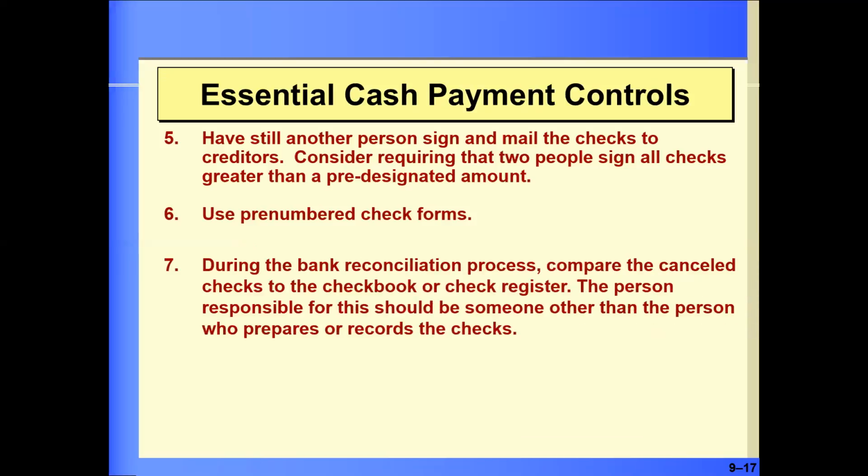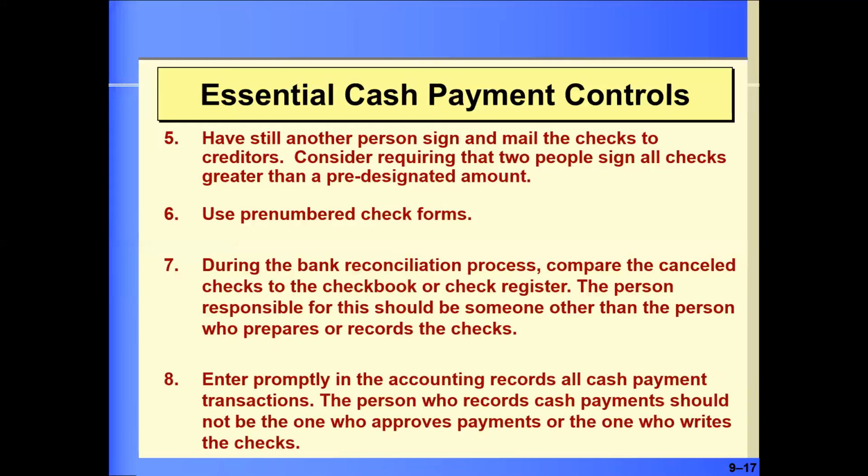During the bank reconciliation process, you compare the canceled checks to the checkbook or check register. And the person responsible for this should be someone other than the person who prepares or records the checks. That makes sense, because that should be a different person than the person who wrote the check. Again, for your law firm, that was easy. For your son, it's difficult because he has probably 2 or 3 at most employees. Right, and then mom comes in and helps. You bet. And then number 8, what?